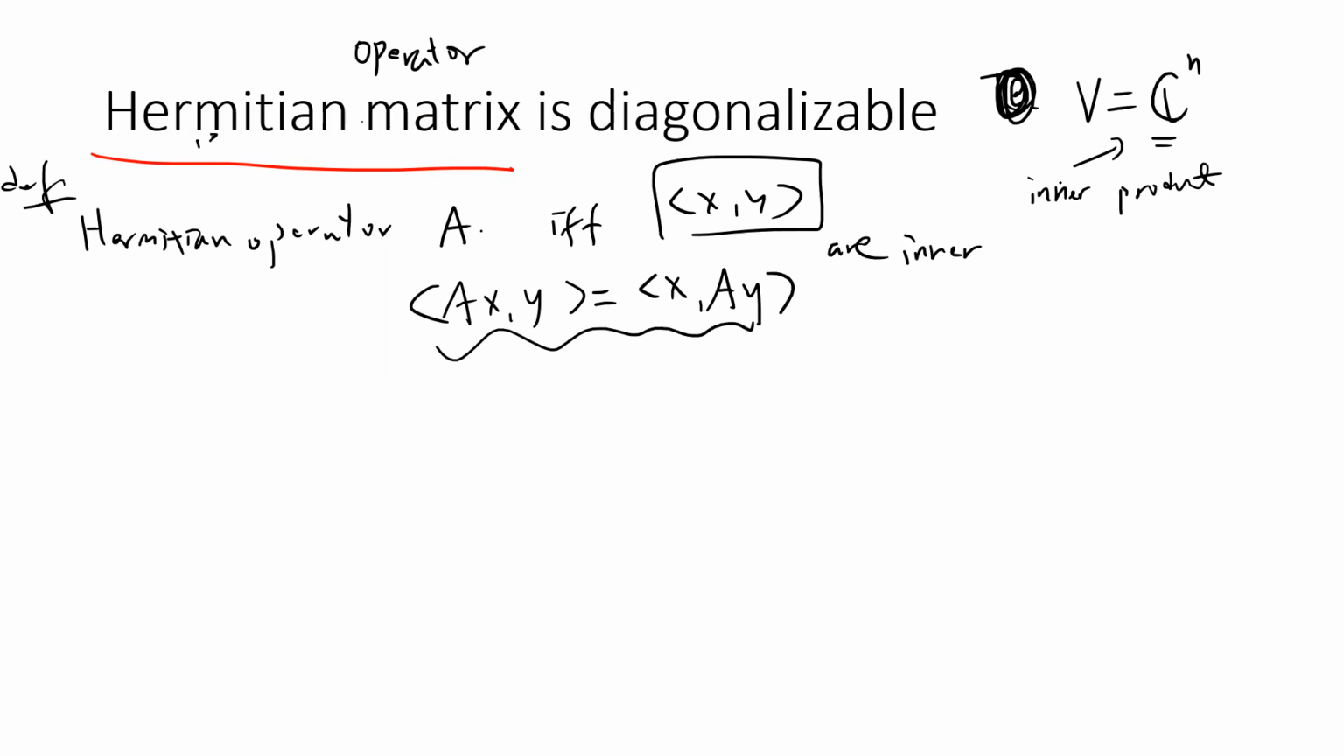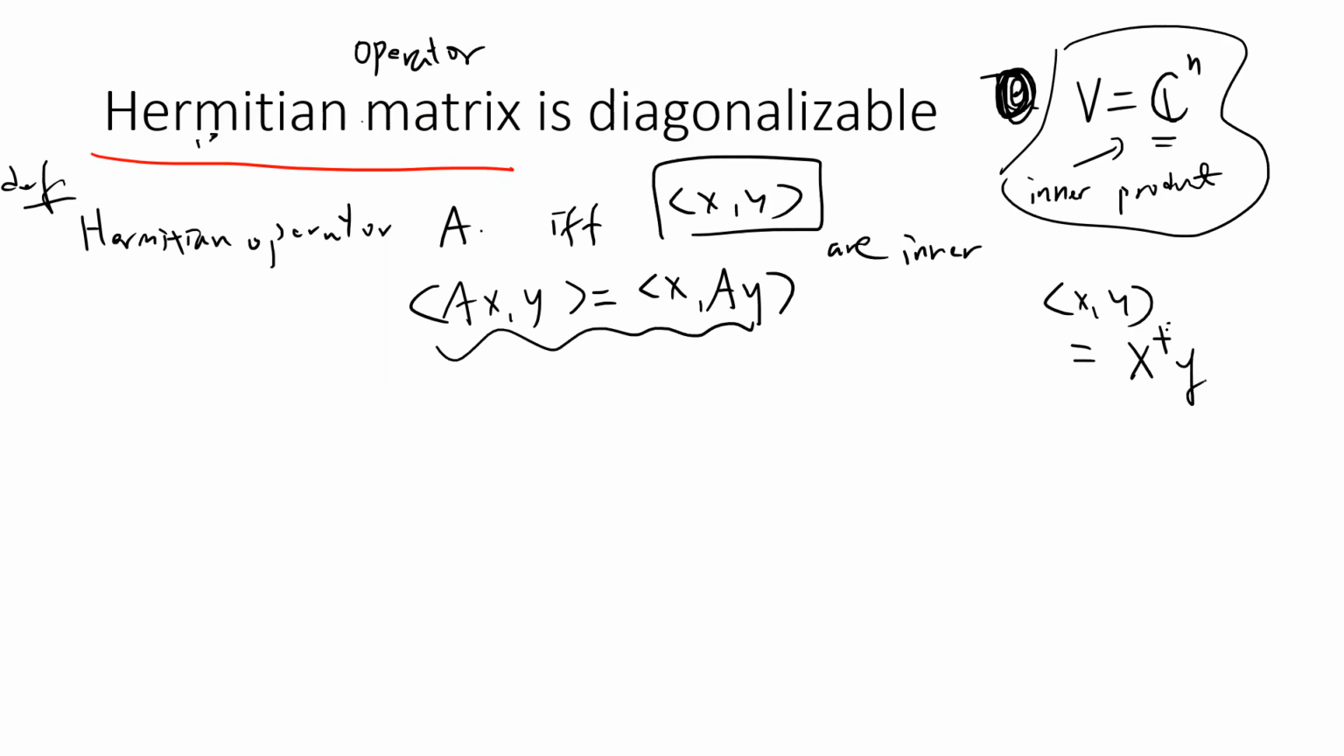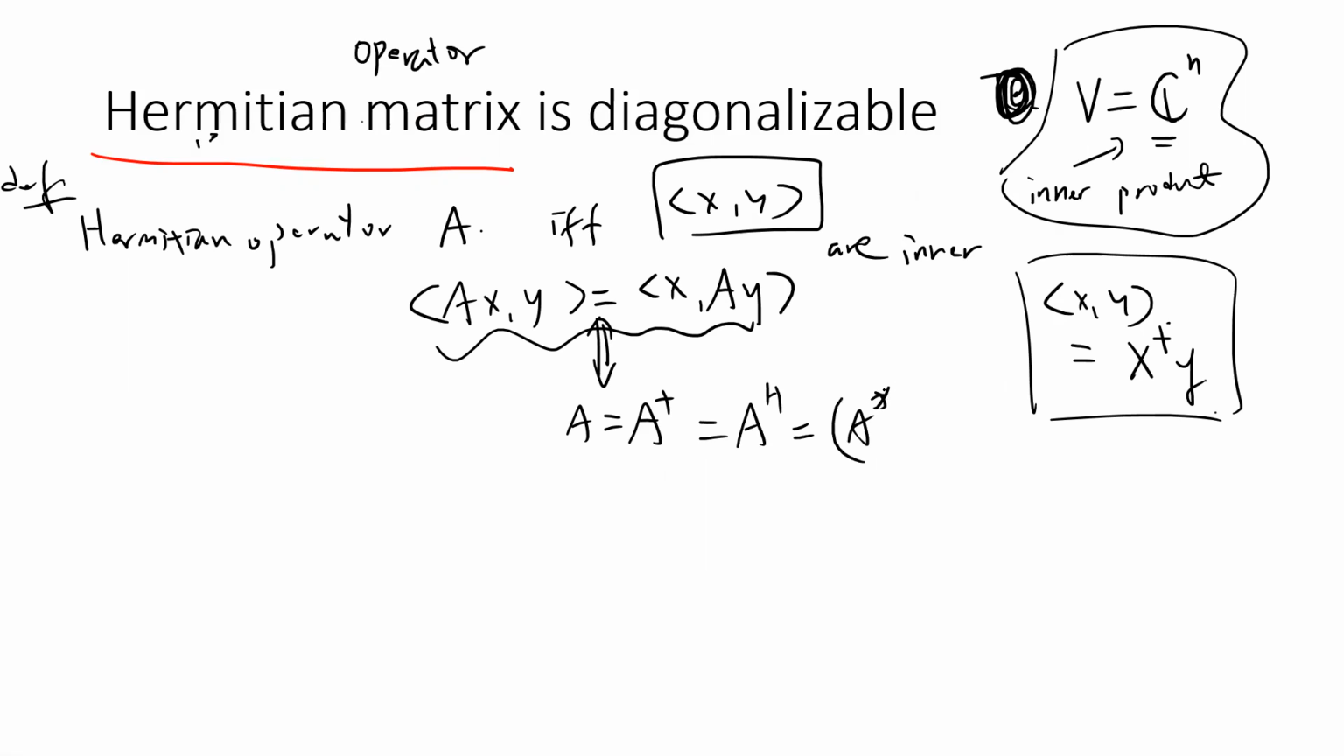Basically, you can give the standard inner product space. The standard inner product is defined to be just X dagger times Y, where dagger means that you transpose and take the complex conjugate of each coefficient. If you use a standard basis, then this gives you the standard definition of the matrix: A is A dagger, or basically A Hermitian, meaning A transpose and complex conjugate. These are just notation, so not so important.